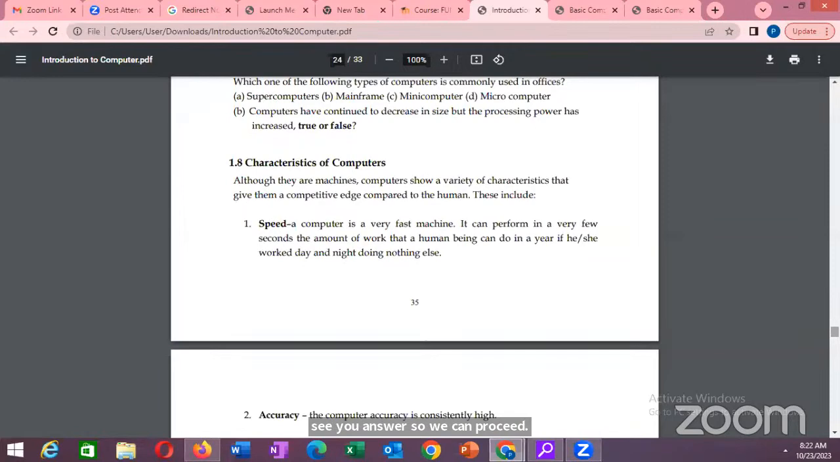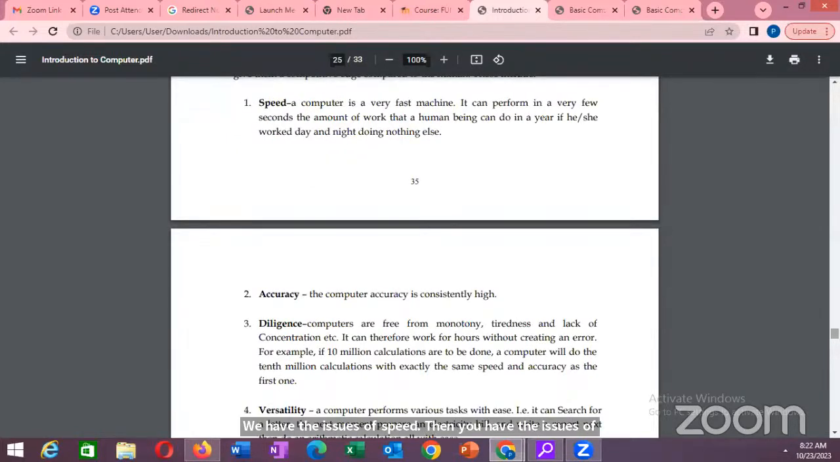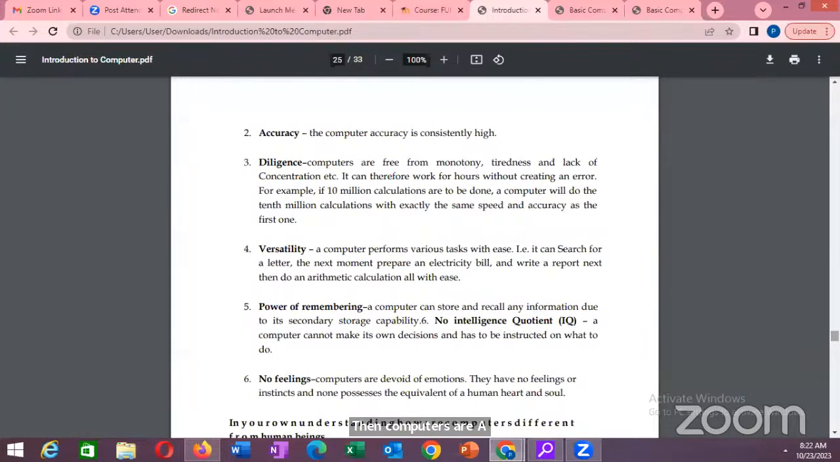Then now, characteristics of computers. Computers have a lot of characteristics. We have the issues of speed, then the issues of accuracy. Speed means that it's a very fast machine. Accuracy, the computer accuracy is consistently high. And then diligence, computers are free from monotony, tiredness, and lack of concentration. Then computers are versatile. A computer performs various tasks with ease, i.e. it can search for a letter, the next moment prepare an electricity bill. It can do many tasks.